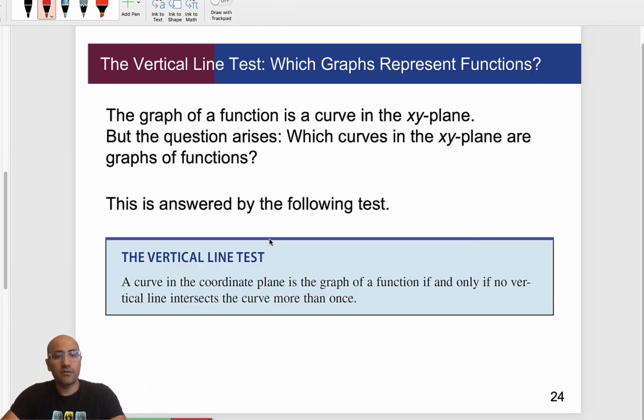Okay, the vertical line test, super easy. The vertical line test is a little test we can very easily apply to a graph to determine if that graph is the graph of a function, if it qualifies as a function. So a curve in the coordinate plane is the graph of a function if and only if no vertical line intersects the curve more than once. That's all we do. I'm sure we've all used it before.